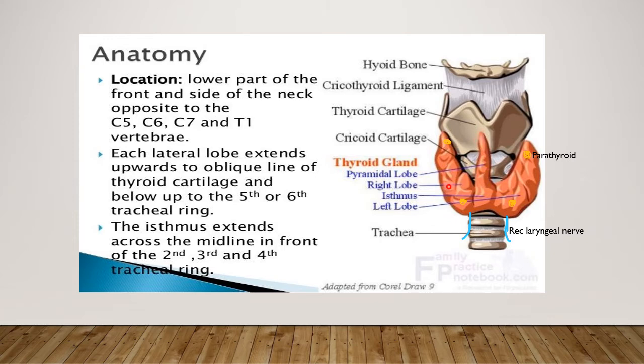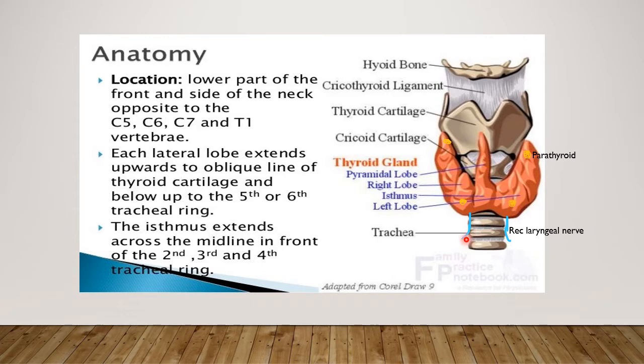This thyroid gland is closely related to a number of structures, which is really important for the surgeon. Posteriorly, there are the parathyroids, superior parathyroids related to the posterior surface of the upper lobes, and the inferior parathyroids related to the lower lobes of the thyroid gland. These are important because during thyroidectomy, they must be identified and spared to avoid hypoparathyroidism.